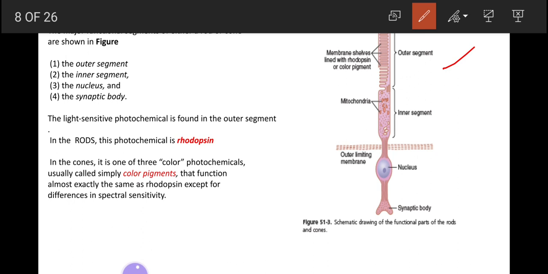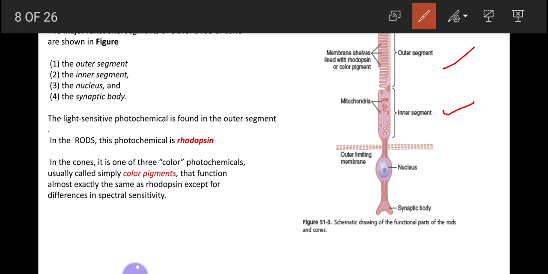Both the rhodopsin and the color pigments are conjugated proteins. They are incorporated into the membranes of the discs in the form of transmembrane proteins. The concentration of these photosensitive pigments in the discs is so great that the pigments themselves constitute about 40% of the mass of the outer segment. Next is the inner segment that contains the usual cytoplasmic organelles.